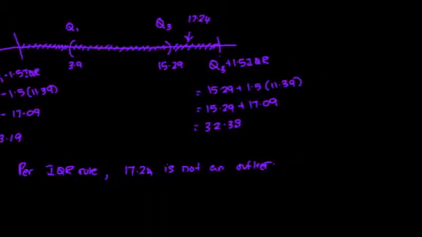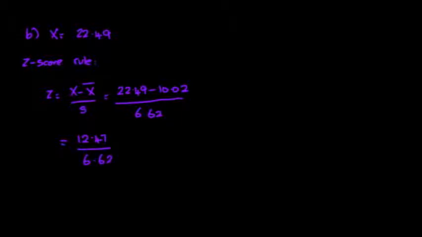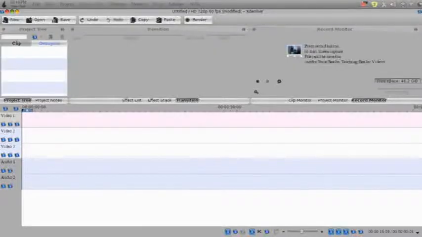Okay, now moving on, the second observation that we have in the problem is 22.49. Let's do both the rules. If we use the Z-score rule, z is x minus x bar divided by s. The observation is 22.49 minus the mean, which is 10.02, divided by the standard deviation, which is 6.62. 22.49 minus 10.02 is 12.47, divided by 6.62, it's approximately 2, but let's find out the accurate number.